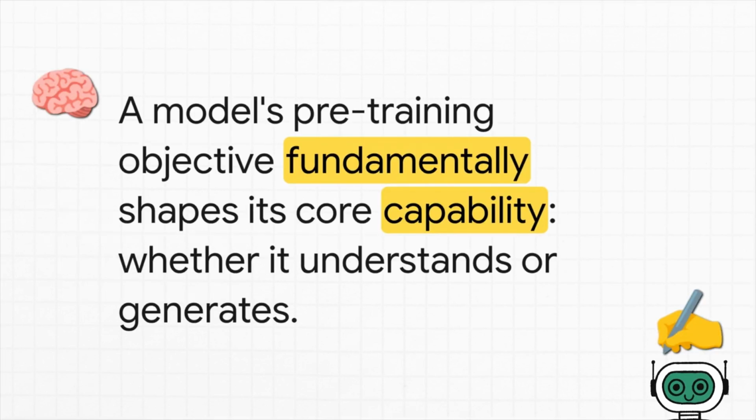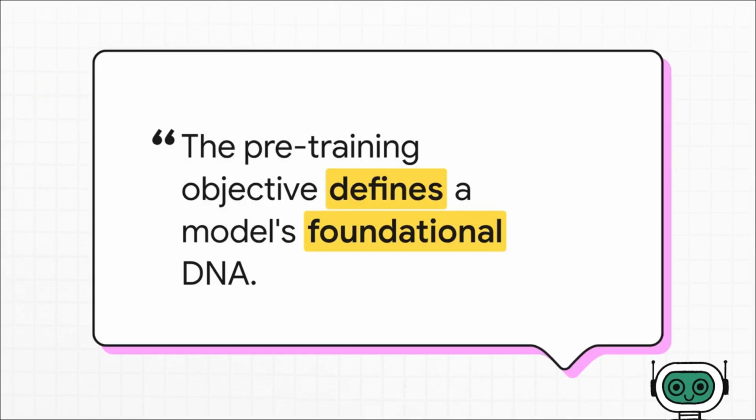So if you walk away with just one idea today, make it this one. That simple game a model plays during pre-training is the single biggest decision that determines its core skills, whether it ends up being a master of understanding or a master of generation. Ultimately, the pre-training objective isn't just another step in a pipeline. It's what encodes the model's foundational DNA. It sets the entire course for what that model is and what it can become.